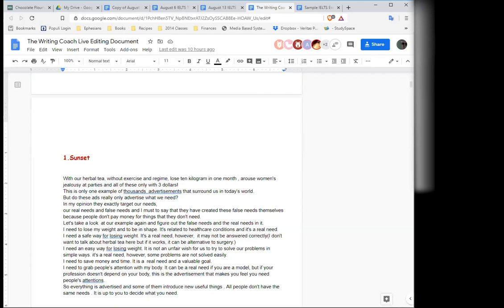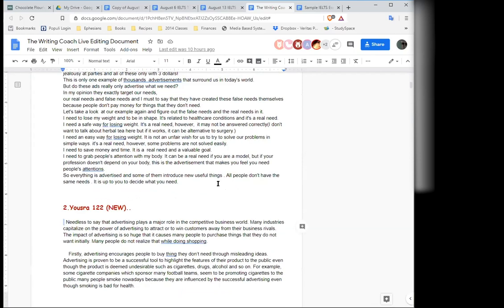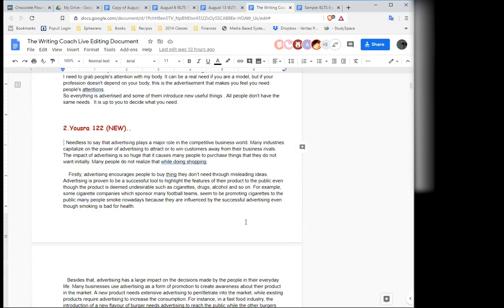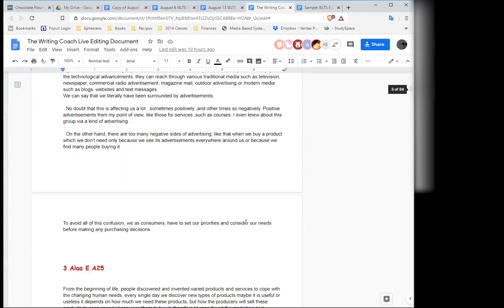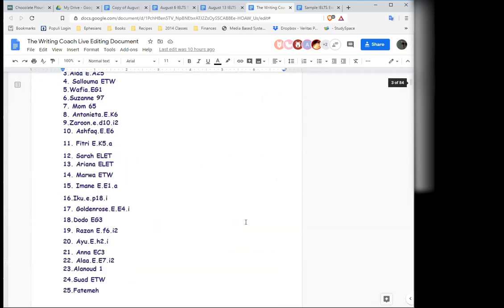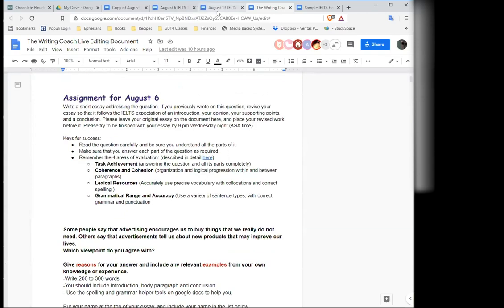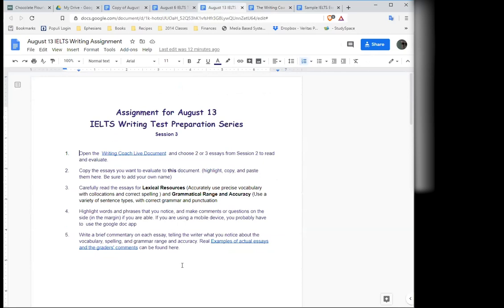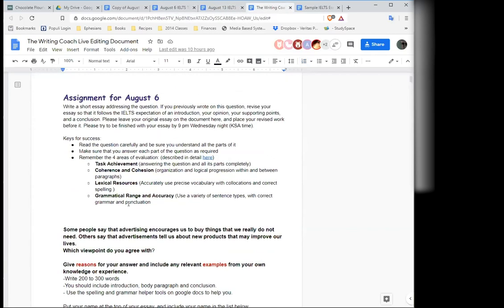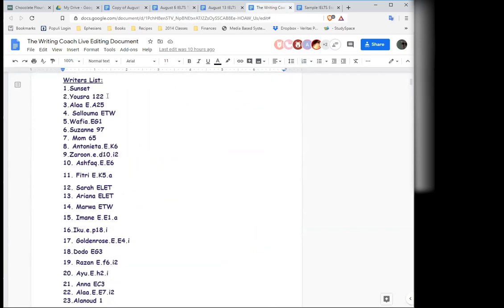So your first question, how do we make sure that not everyone evaluates the essays of Sunset and Yusra and leaves the rest of them untouched? I'm not the logistical expert here, I'm sure, but I would say you might do something like this. Let's go back to the document. Here we are in this one. You're looking at all 25 of these.